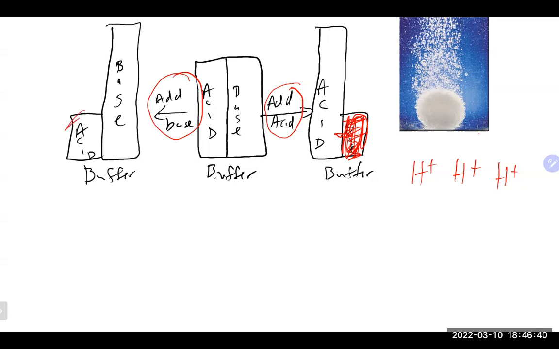You will eventually use up all the acid. You'll still be making this guy, but at some point you'll just be dumping in a bunch of OH minus, and at that point where you blow through your buffer, you will again see a big jump in the pH. So there is a limit to how effective a buffer can be, and it has to do with how much you add and the actual concentration as well.